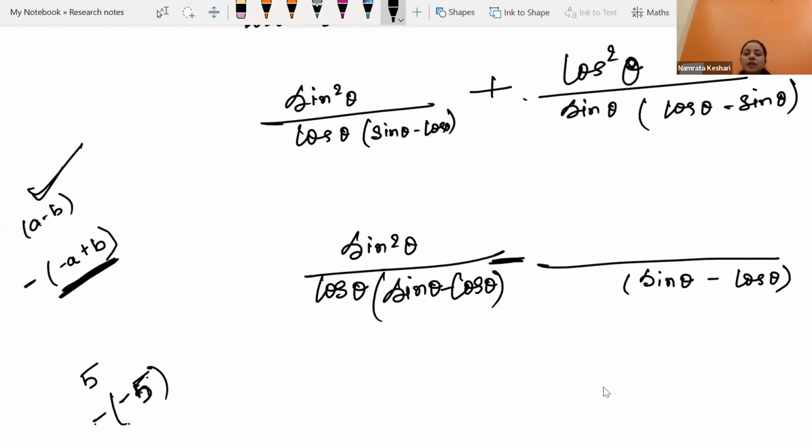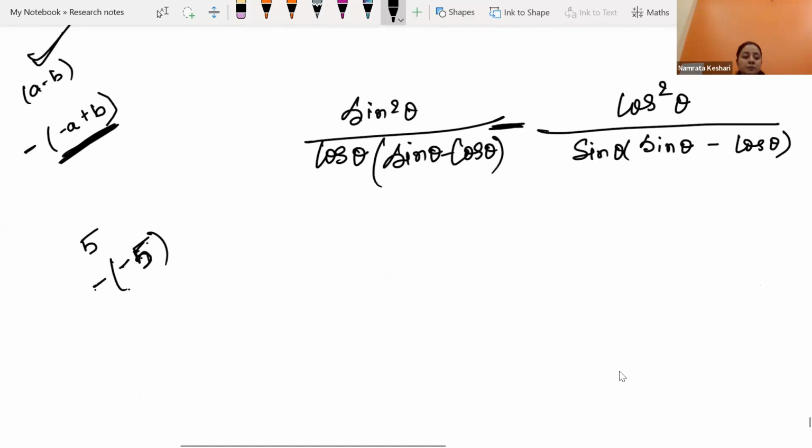Okay, cos theta. Here sin theta plus sin became minus sin because we have taken minus common. Cos is easier to take out the LCM. Now think about it. What will be the LCM for the denominator? Yes, who will say what will be the LCM for the denominators? What will be the LCM?